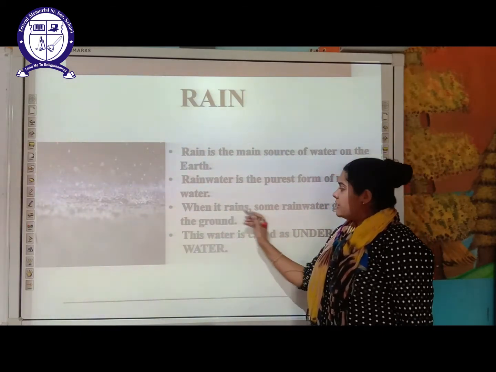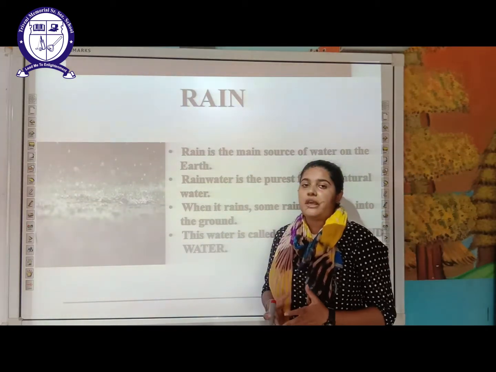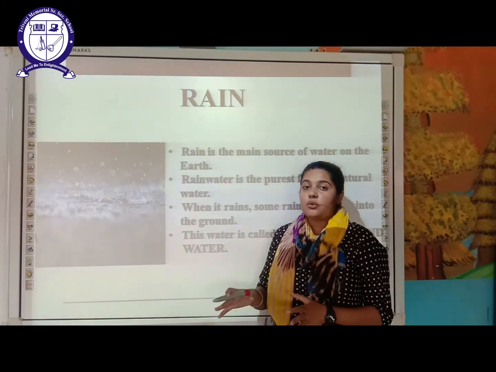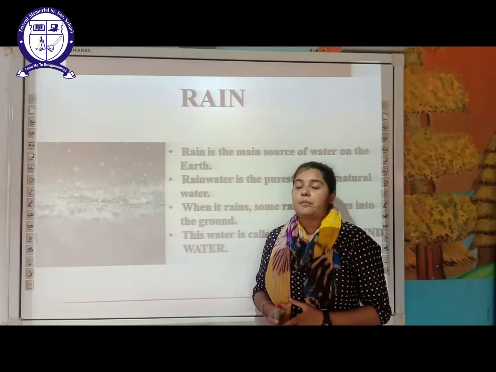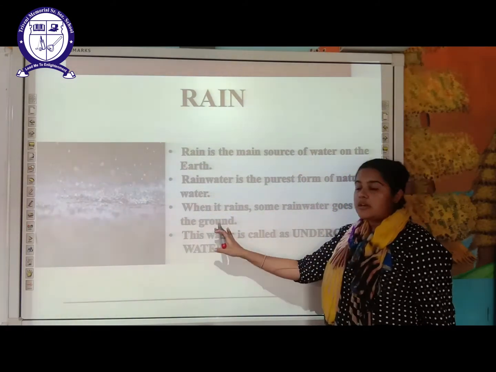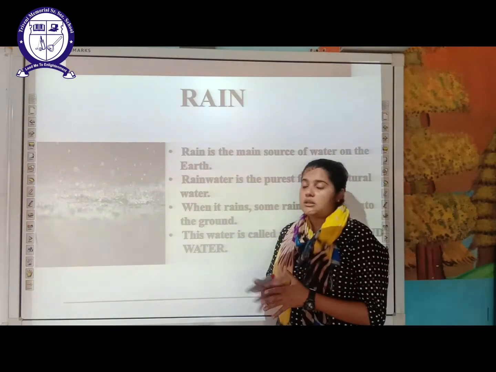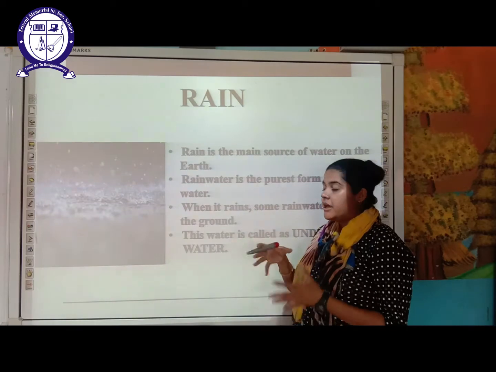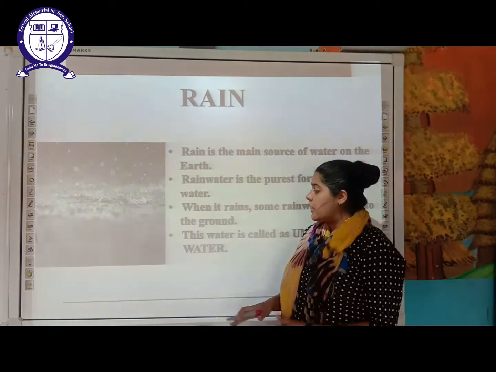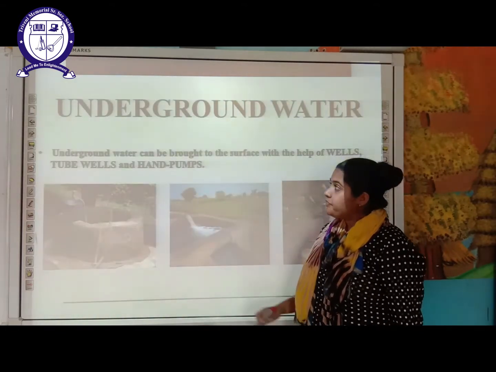Next, when it rains, some of the rainwater goes into the ground. What happens when it rains? You can see that after some time, the water collected on roadsides and other places disappears. Some of that rainwater goes into the ground. This water is called underground water. The water which seeps into the ground and collects at a particular depth is considered underground water.